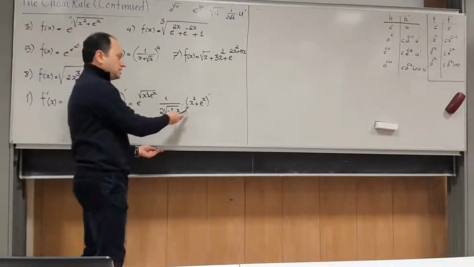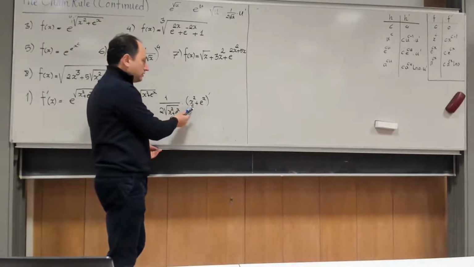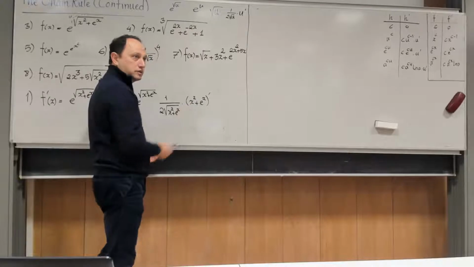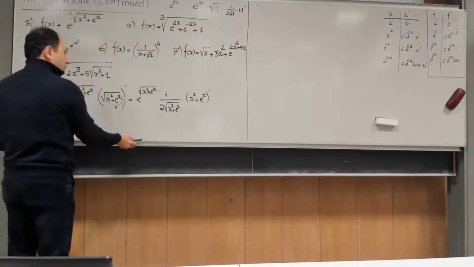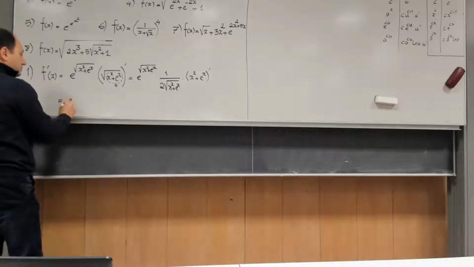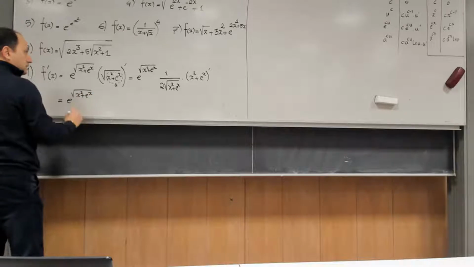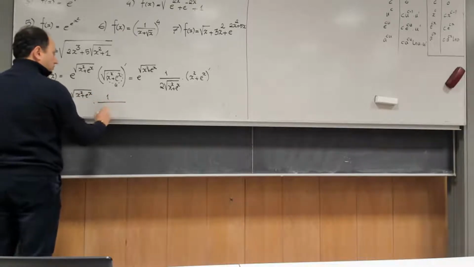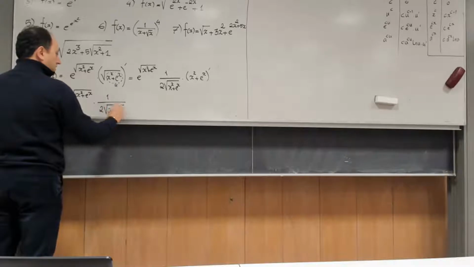No, because this is the sum rule, yes? The derivative of the first one plus the derivative of the second one. So I will write it in this form. So this becomes equal to e to power square root of x squared plus e to the x multiplied by 1 over 2. So you have to copy and paste everything that is not affected.